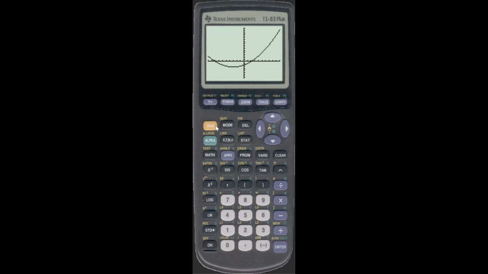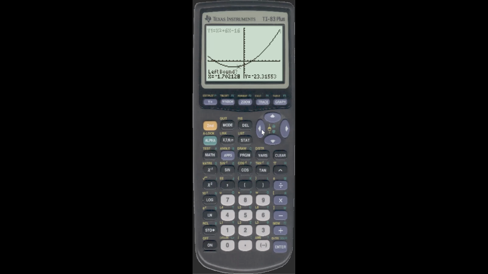So to find the min or the max, you go second calc, and then you can see there's options there, min or max. You got to choose the right one depending on whether it opens up or down. So if it opens up, it's minimum. That's what we have. So you'll notice some of the same language.